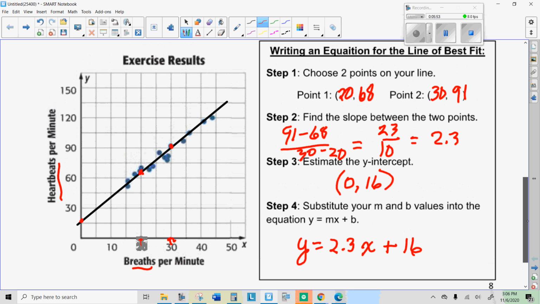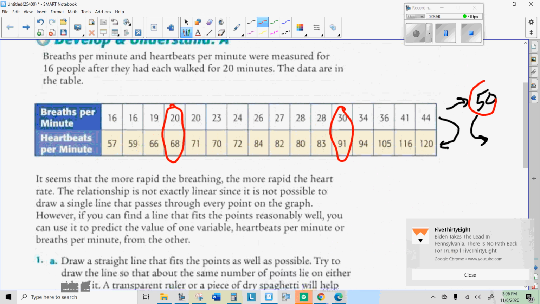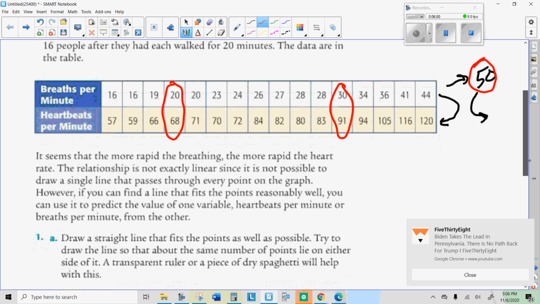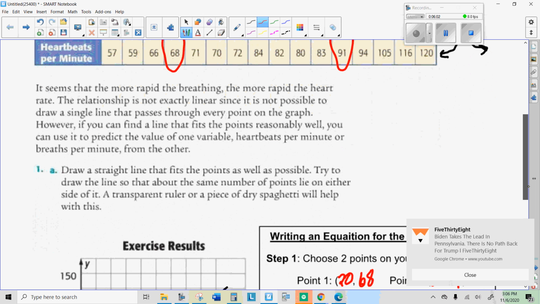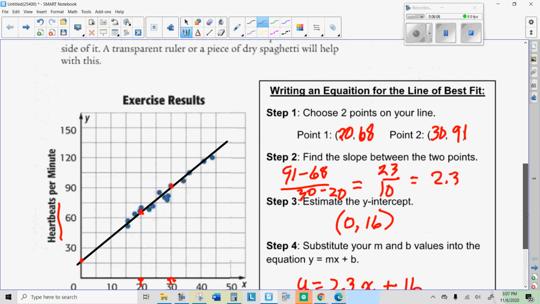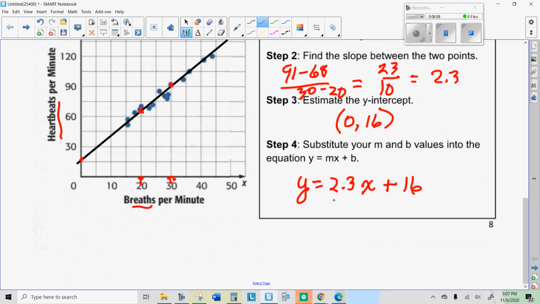I can remember that original question I had: what if my breaths per minute resting is 50? What would you predict for the heartbeats for that? What we could do to figure that out is just, my resting breaths per minute is the x variable, so I could just take 2.3 times 50 and then add 16, and that would be my prediction. It's not going to be exactly right, but it should be pretty close because this data is in such a nice straight line.